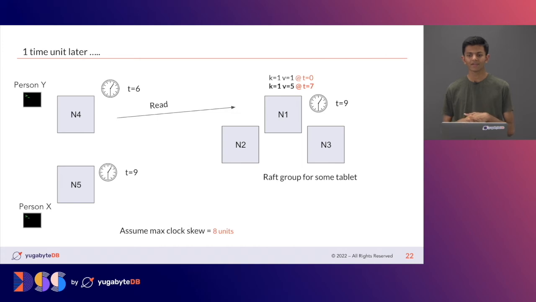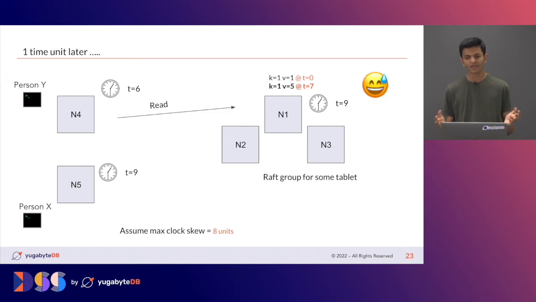Given that, the database is now confused if it should return the row with value 5. Now the ambiguity is because in one case the database might get a read request where t equals 6 is actually from the past, like some old transaction, and it's not supposed to return this row. Or it could be the case that t equals 6 is actually in the future, but lesser than 7 just because of clock skew, right?